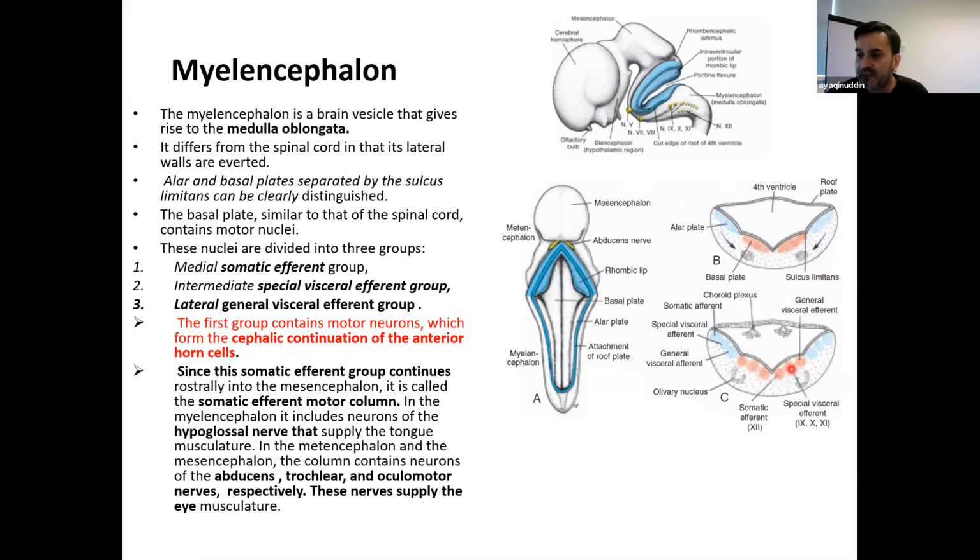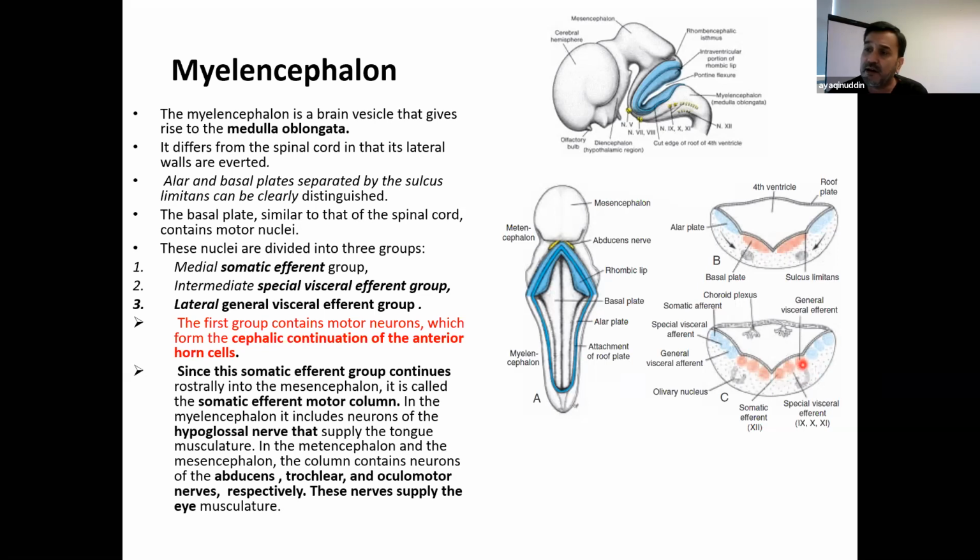Then next to it is the special visceral efferent, and these are basically the branchial efferents. These are the muscles which have originated from the branchial arches. And in the case of medulla, these are the muscles of pharynx and larynx, and the nucleus which we talked about is nucleus ambiguus. But it doesn't stay here, it migrates into the reticular formation of the medulla, and that's why this is called nucleus ambiguus. You cannot actually make out the location of this nucleus.